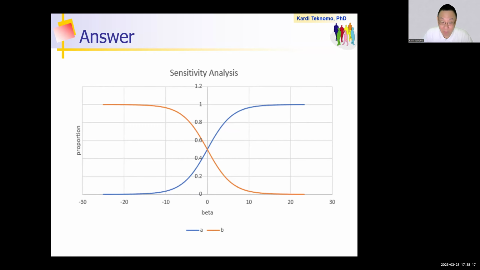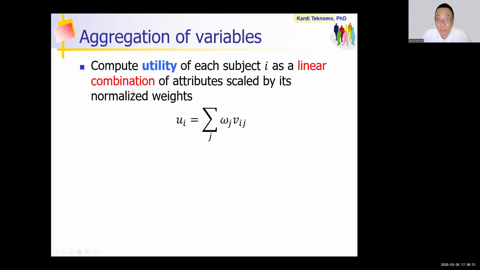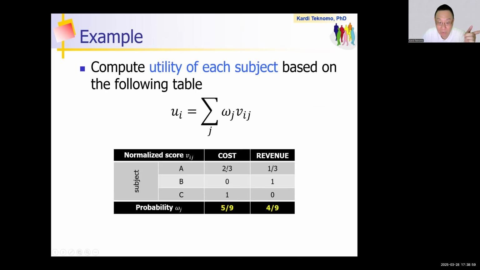Okay, so once we get the probability of the attribute, or the weight of the attribute, now we can continue to aggregate the variables by computing the next step, which is computing the utility of each subject i, based on linear combination. So this is the weight from a while ago, and this is the normalized data. Can you see that? And then we just sum over each column. So this is called utility. Let me show you with an example, a continuation of a while ago. We have this probability from a while ago, so I use simple proportion. So we have 5/9 and 4/9.